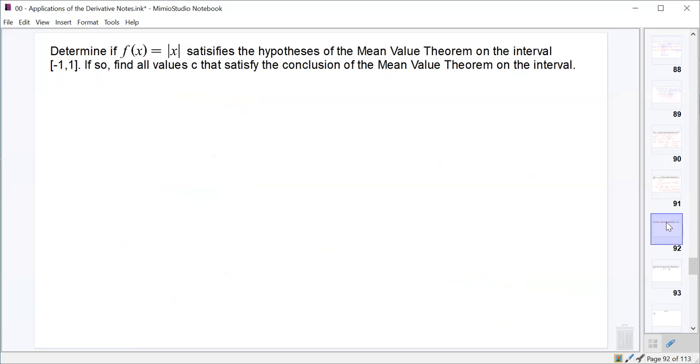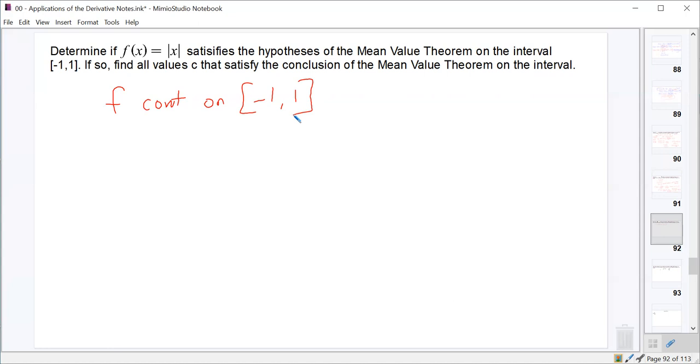If we take a look at f of x equals the absolute value of x, and we want to know if that satisfies the hypotheses of the mean value theorem on negative 1 to 1, first thing we have to ask ourselves is, is f continuous on the interval negative 1 to 1? Well, the answer is yes, the absolute value function is continuous. Absolute value should be continuous always on this domain. So we know that this is a continuous function. We're very familiar with this graph.